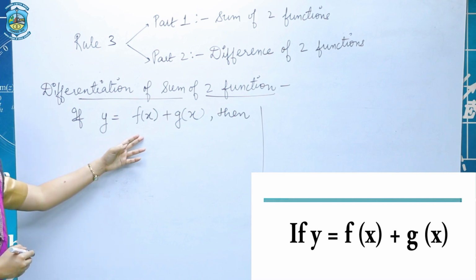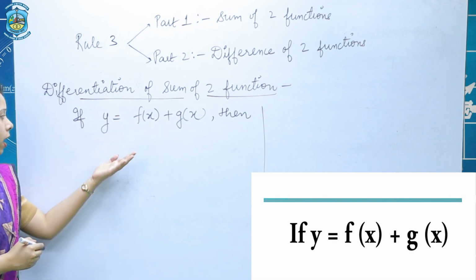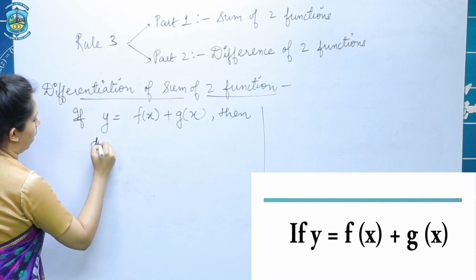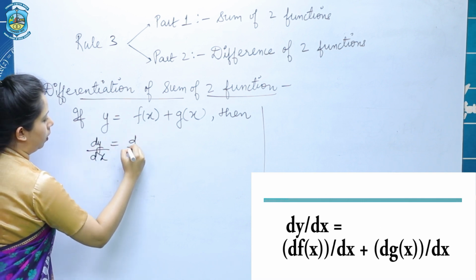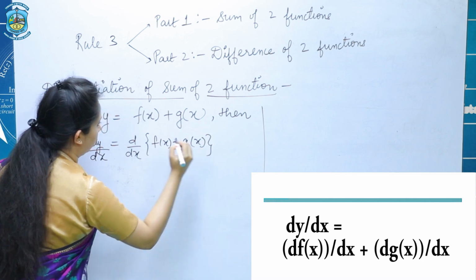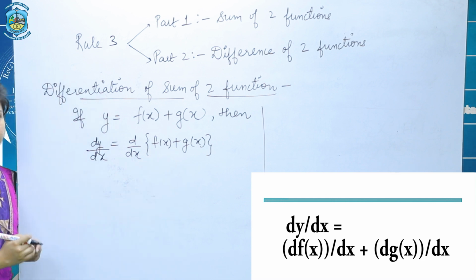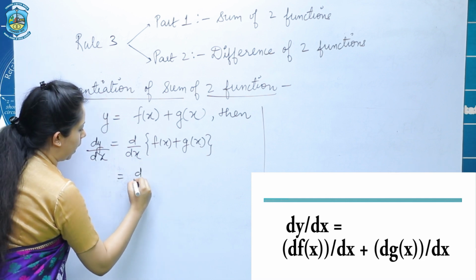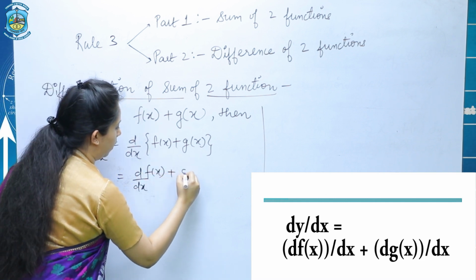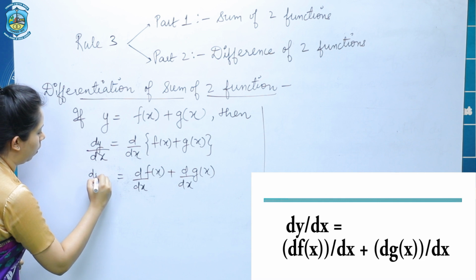So if y is equal to f of x plus g of x, here we have taken the sum of two functions f(x) and g(x), and if we wish to differentiate the function with respect to x, that will become dy by dx is equal to d by dx of f of x plus g of x. So according to rule number 3, the derivative of the sum of two functions is equal to the sum of the derivative of the first function and the derivative of the second function. So this is part 1 of rule number 3.